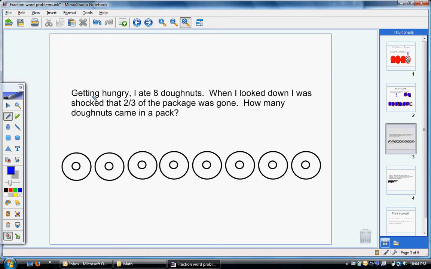For example, it says, getting hungry, I ate 8 donuts. When I looked down, I was shocked that 2/3 of the package was gone. How many donuts came in the pack?